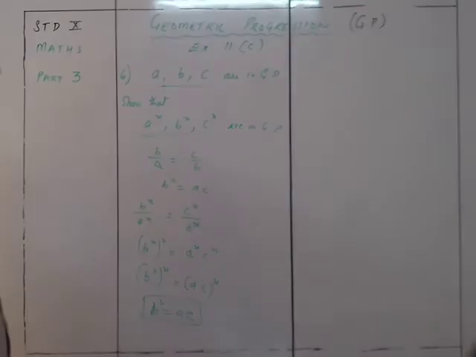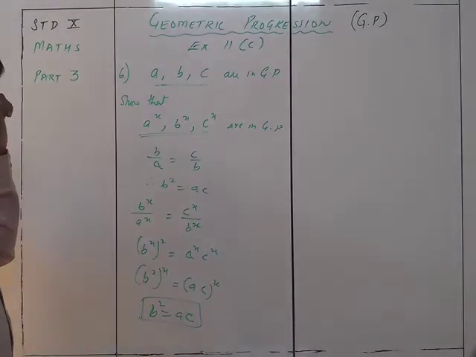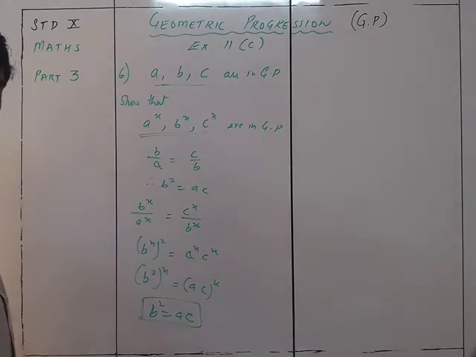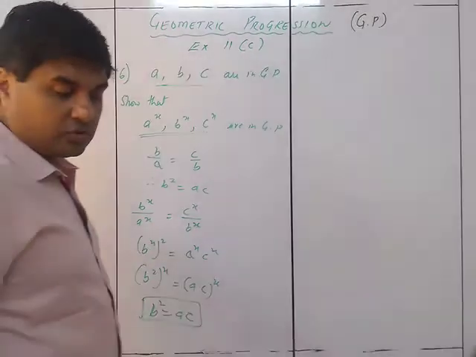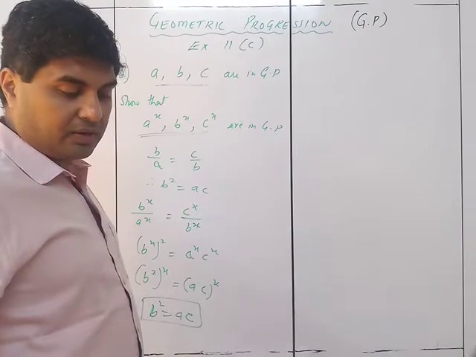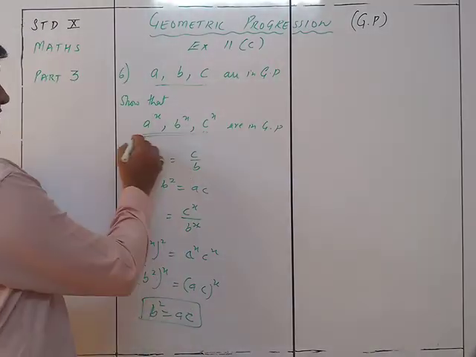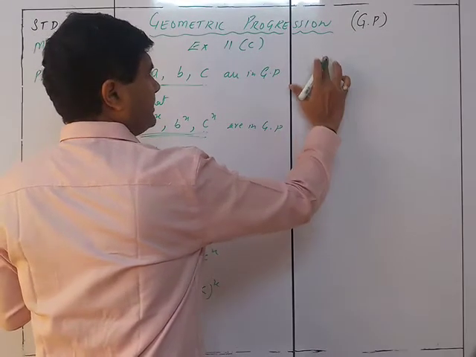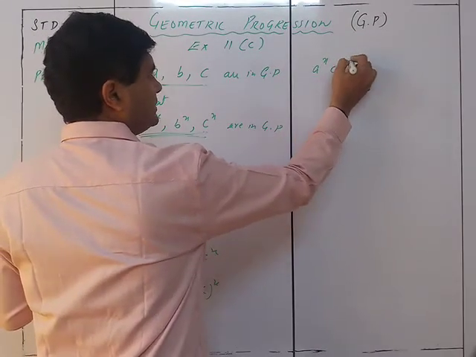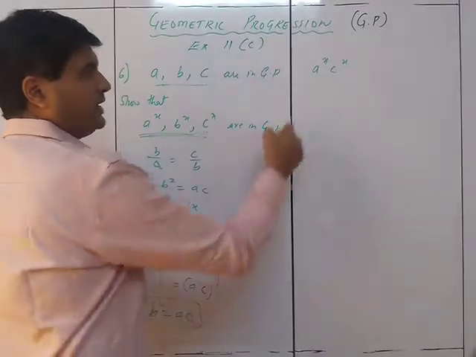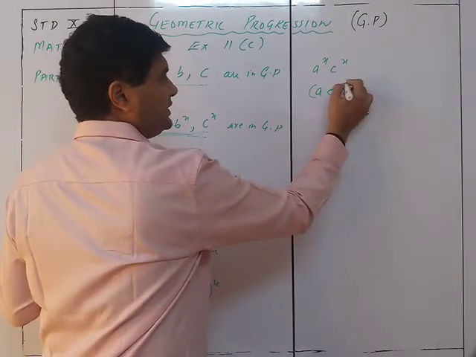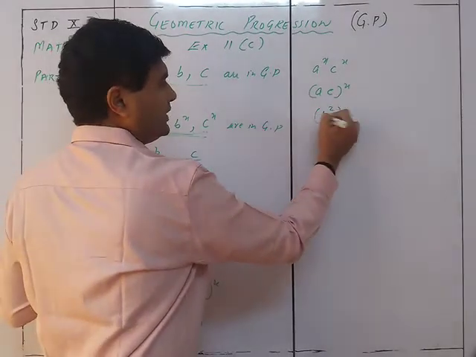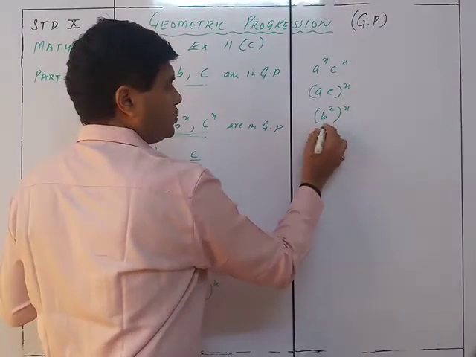So yeah, this is how it is done. You can also take it directly by the formula B square is equal to AC. So we can have that particular form. We can also do it in this manner. I know that A raised to x into C raised to x is AC raised to x. AC is nothing but B square as per this. So B square the whole raised to x is equal to B raised to 2x.